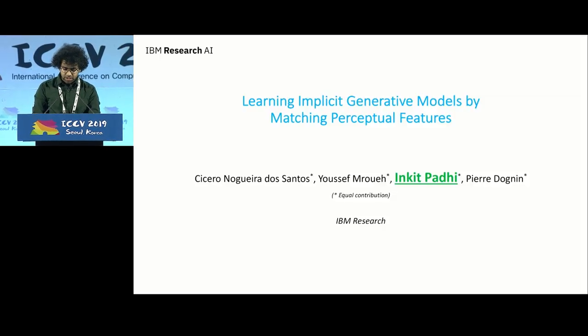Hey, good morning. I'm Ankit, and I'll talk about our work on how we can train an implicit generative model for images with the help of features from pre-trained networks. I'll take you through the motivation behind the work, dive into the details of our network, and show some of the quantitative and qualitative results.